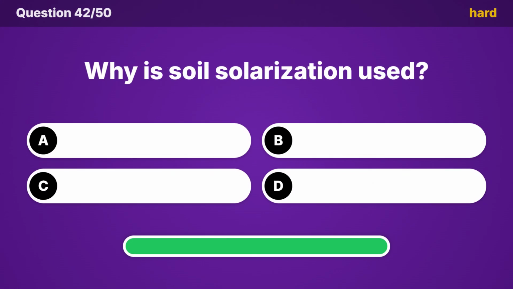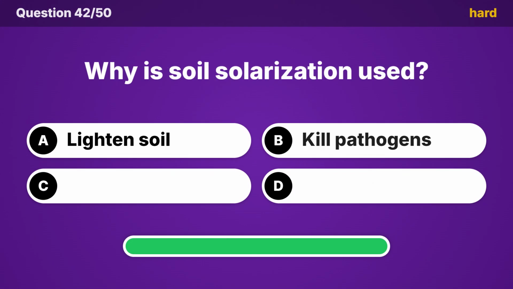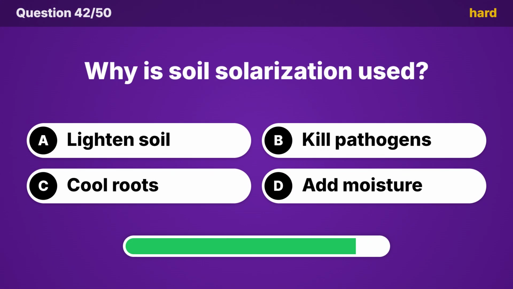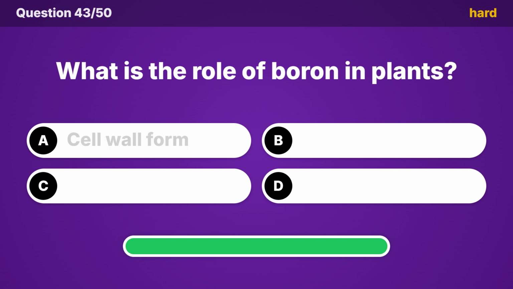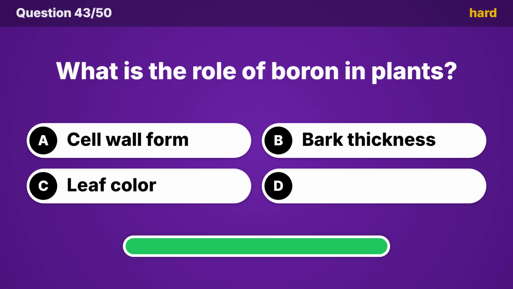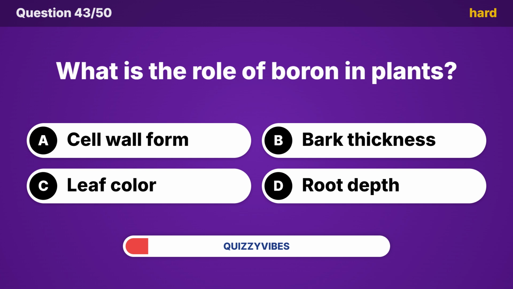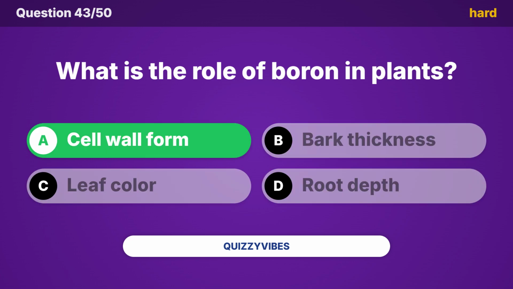Why is soil solarization used? The answer is kill pathogens. What is the role of boron in plants? The answer is cell wall form.